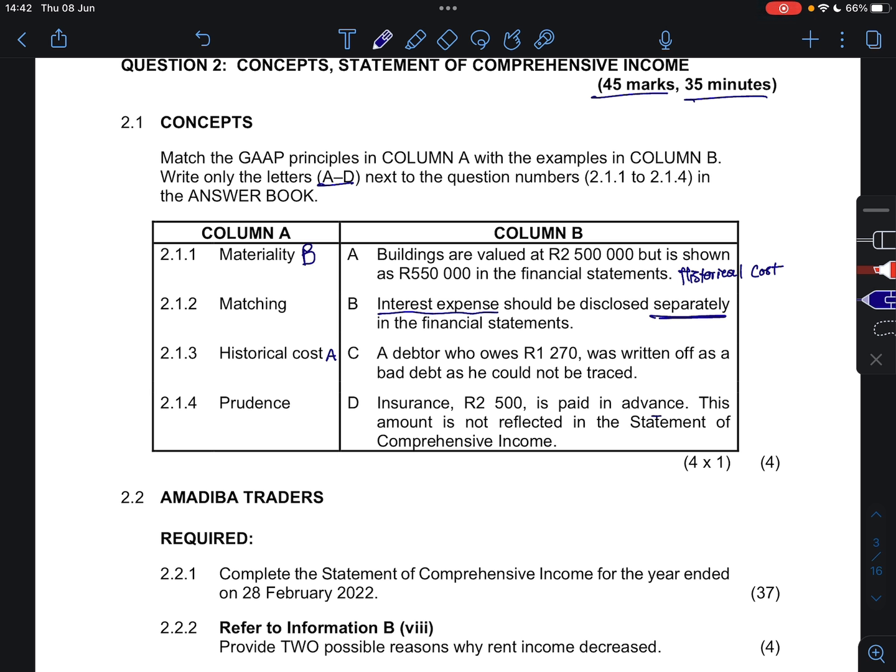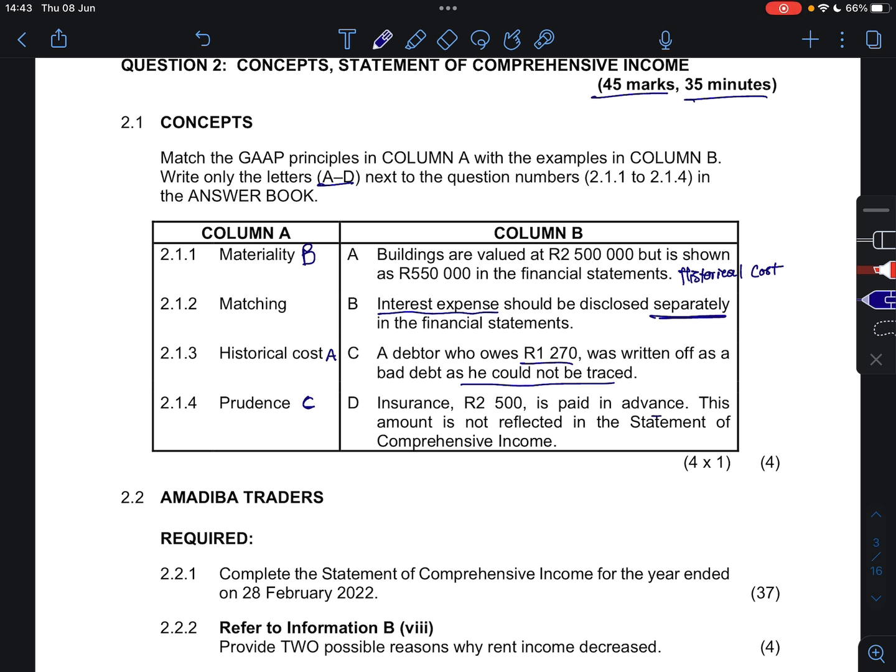And then if you go to C, now we're reading C, it says a debtor who owes 1,270 was written off as a bad debt because he could not be traced. So we are being prudent with our debtors. We know that we can't really trace, such that we will not be able to get back our money that we are owed by the debtor. That is why we have to be conservative with our assets. We do not overstate our assets and we do not understate our liabilities. That is what the prudence GAAP principle says. So that is why 2.1.4 is going to be C.